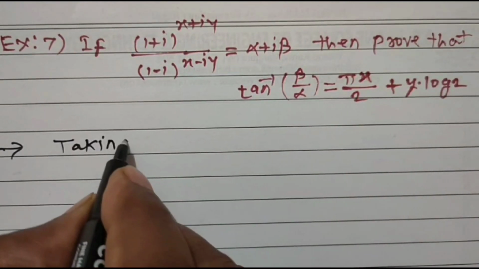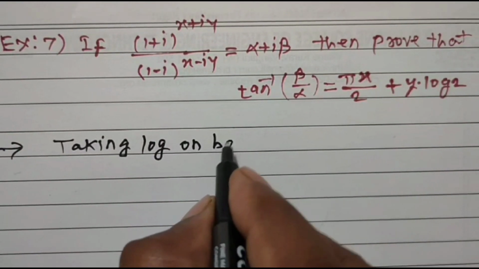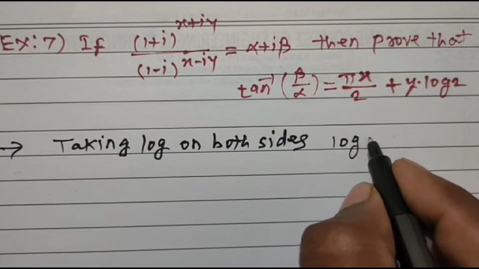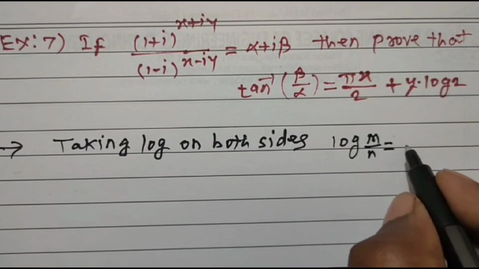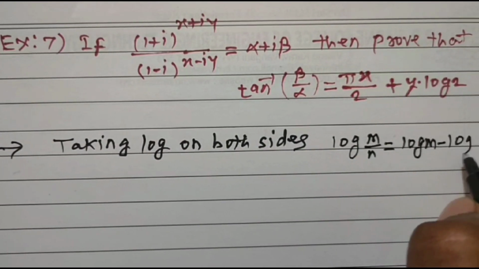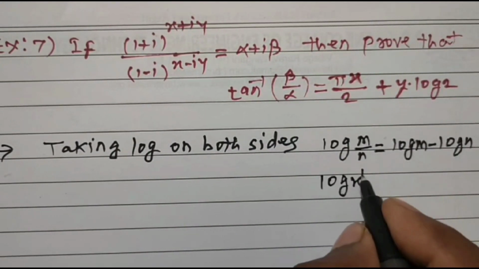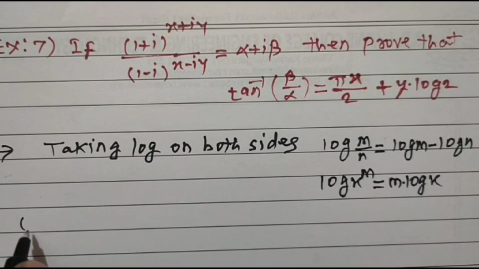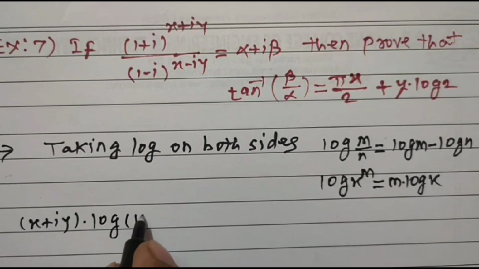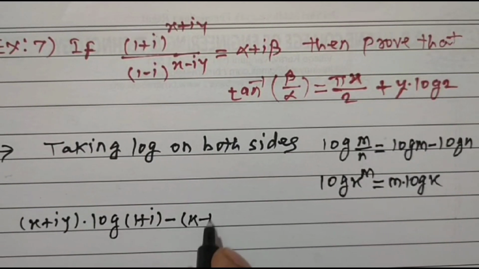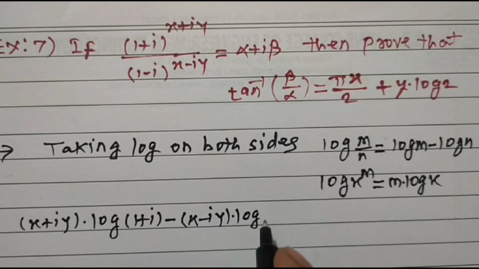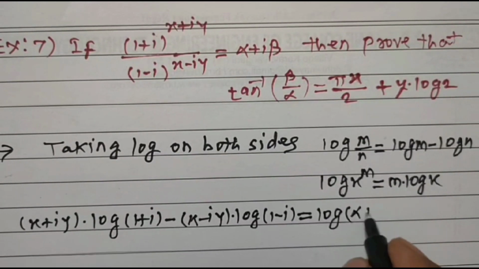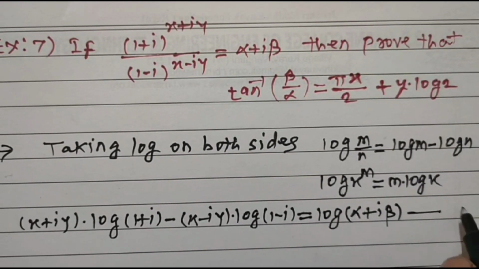So first of all, taking log on both sides and applying logarithmic property here, logarithm of m upon n is equal to log m minus log n, and logarithm of x to the power m is equal to m into log x. So we get x plus iy into logarithm of 1 plus i minus x minus iy into logarithm of 1 minus i. This is equal to logarithm of alpha plus i beta. Okay, suppose this is equation number 1.